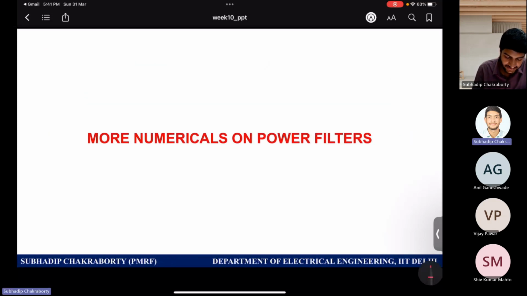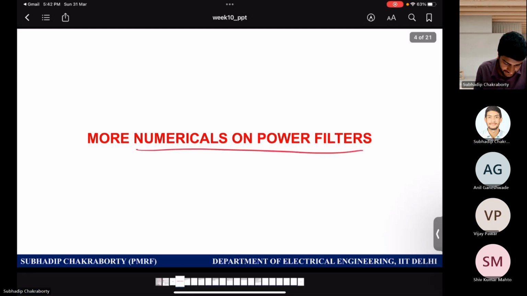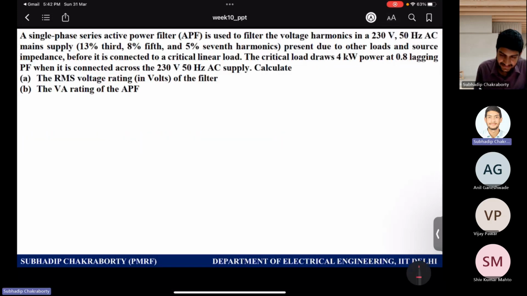So this week I designed more numericals on the series active power filters, and you also have the UPSCs, right? So just read this first problem. It is a single phase system with a series active power filter. And what the series active power filter is important for is that it is used to filter the voltage harmonics.